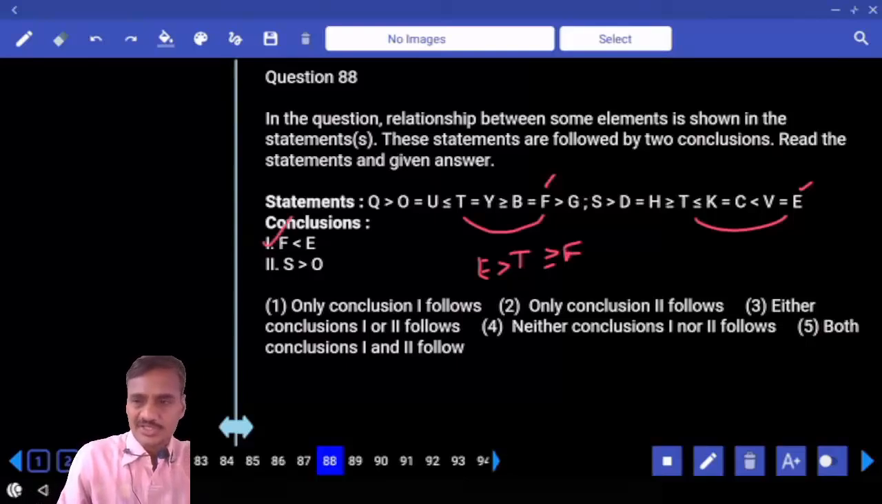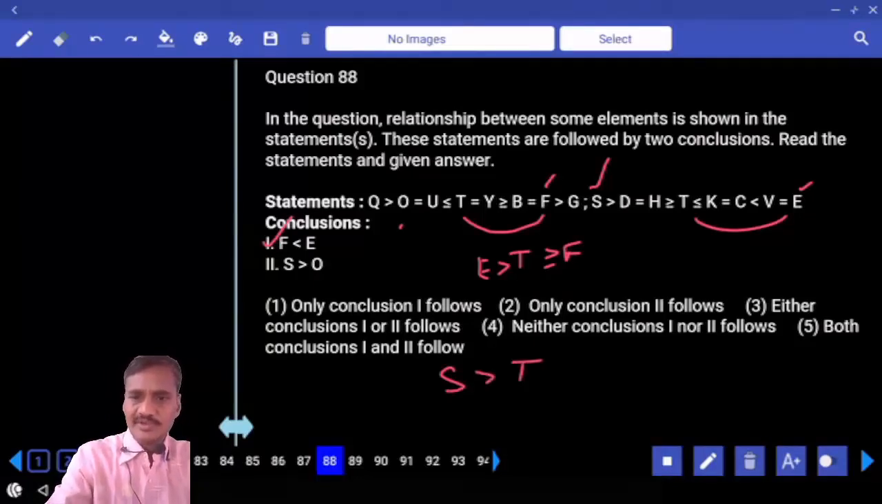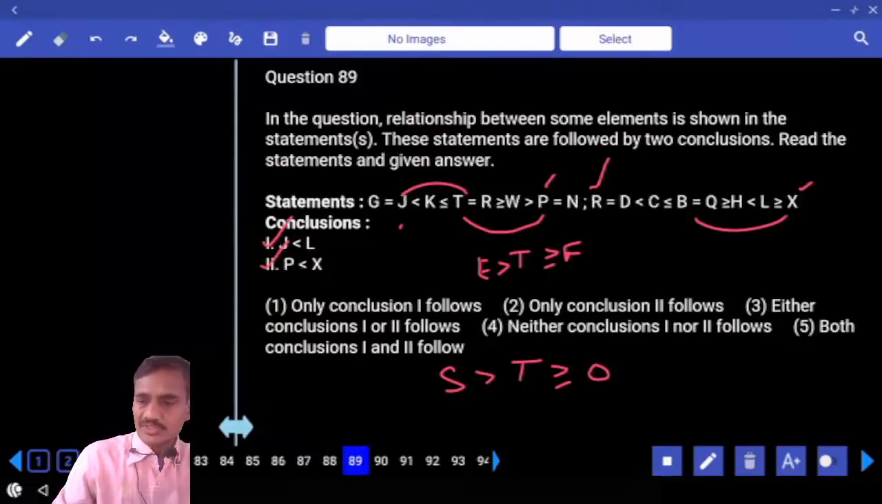Then coming to this one, S and O. S is here, O is here. Which element is common? T is common. S greater than T, and between O and T, O lesser than or equals to T means T greater than or equals to O. Hence S greater than O. What is your answer? Both 1 and 2, choice 5. 88, choice 5.